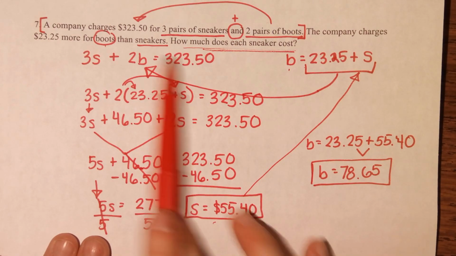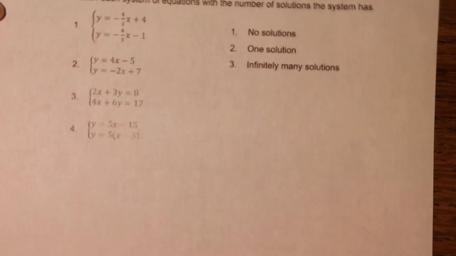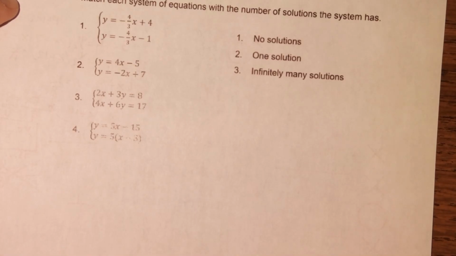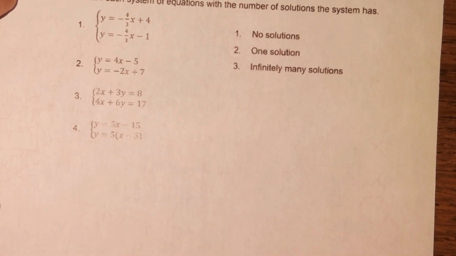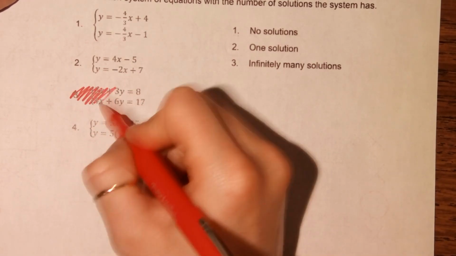Match each system of equations with the number of solutions the system has. For the purpose of your quiz, I think that we should just get rid of 3 because we're not going to do it. And we need to save some time. So, let's start with number 1. Let's see how many solutions number 1 has.